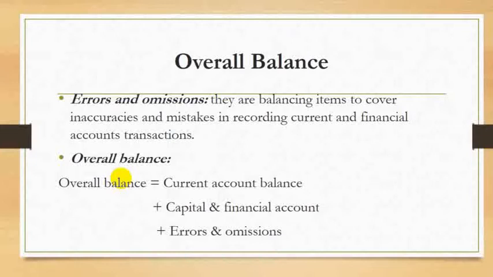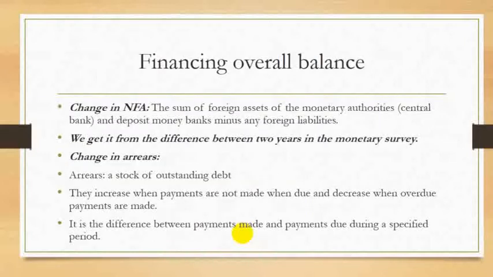So in order to calculate overall balance, it's going to be calculated as current account balance plus capital account balance plus errors and omissions. The result can be a surplus or deficit. This depends on the sign of the overall balance. If the sign is positive, the country has a surplus in balance of payment. If it is negative, the country has a deficit in the balance of payment.